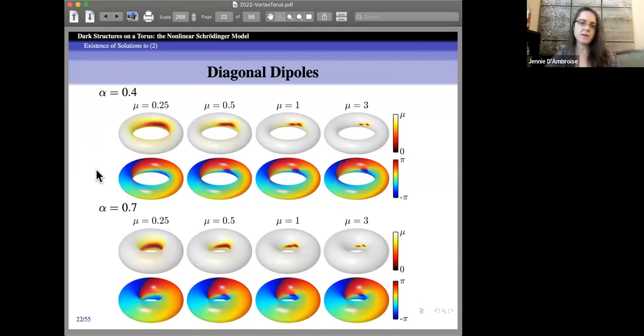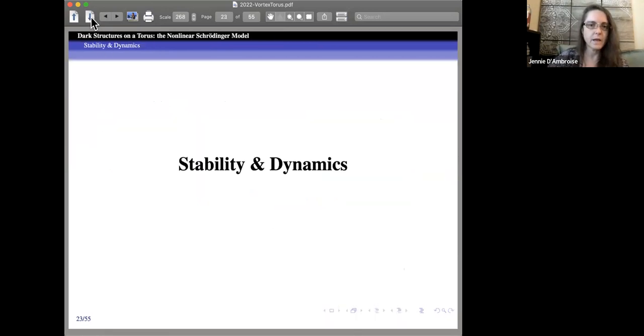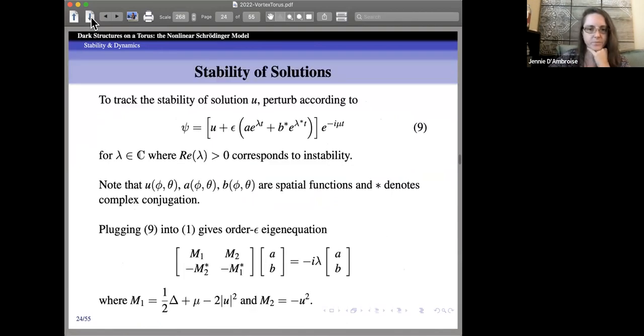Okay, so we've got the diagonal dipoles here. And the diagonal dipoles will exist again for a big range of alpha and mu values. Now let's take a look at the stability and the dynamics. Here are the standard equations for monitoring the stability.